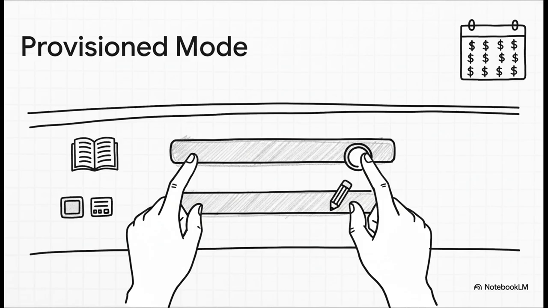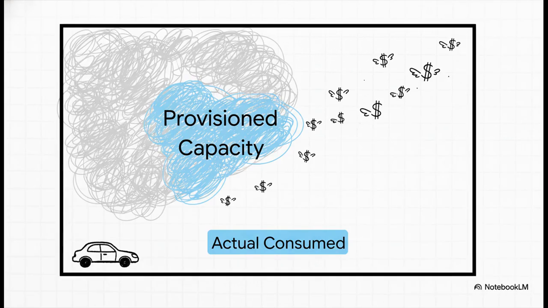With provisioned mode, you are totally in the driver's seat. You tell DynamoDB, hey, I need exactly this many RCUs and this many WCUs every second. You get billed a nice, consistent hourly rate for that capacity, which means your monthly bill is super predictable. This is absolutely perfect for applications that have a steady, rhythmic pattern day in and day out. But, and this is the big but, here's the trade-off.